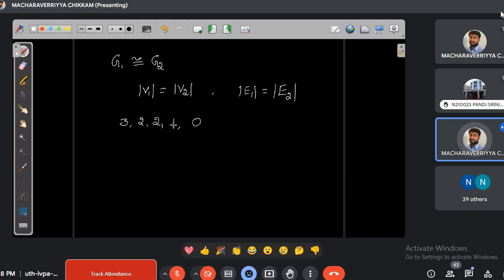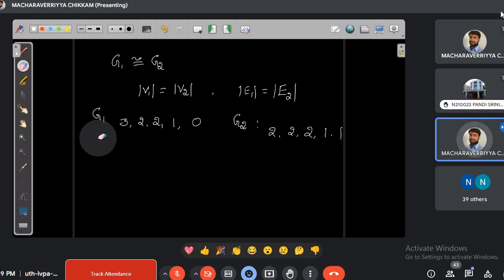Okay, so this is the sequence we got in G1. It means the degree of one vertex is 3, another vertex is 2, another vertex is 2, the next one is 1, and the next one is 0. Similarly, here you arrange the terms. Suppose you get 2, 2, 2, 1, 1. Then they are not isomorphic. The degree sequence must be equal.